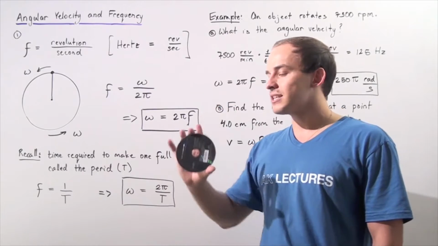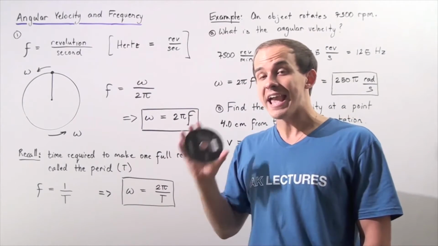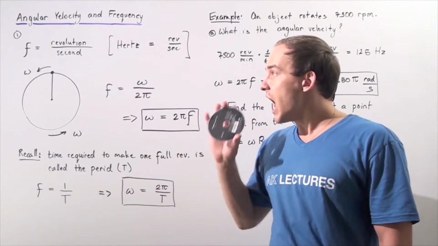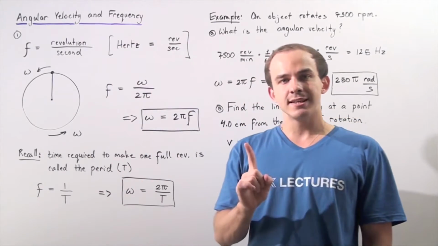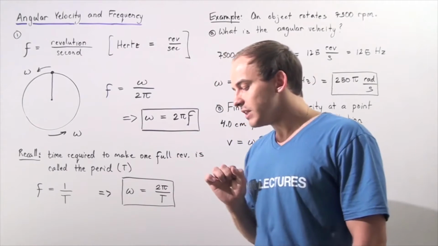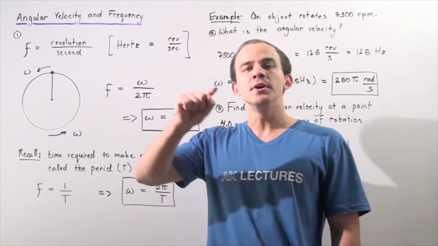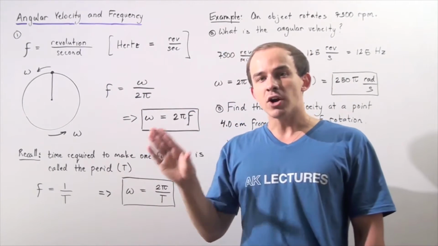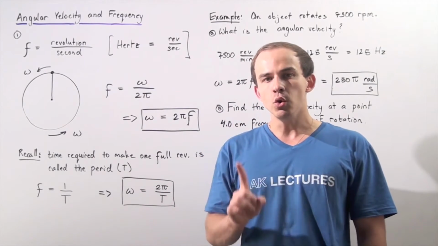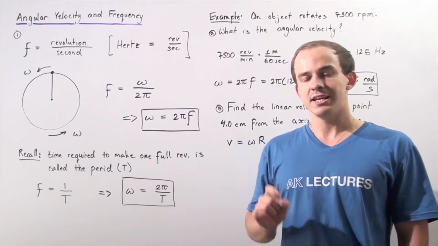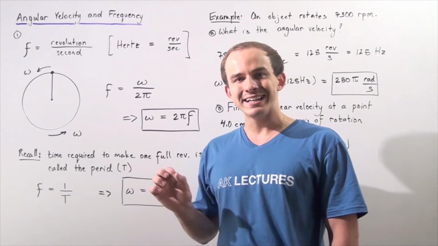Now, because the disk is rotating, it is undergoing angular rotation, so the disk is said to have angular velocity. Now, recall angular velocity is simply the number of radians that our object rotates per some given unit of time. So the units of angular velocity are radians per second.